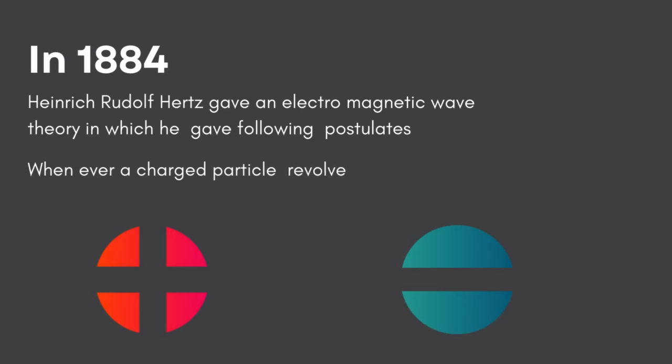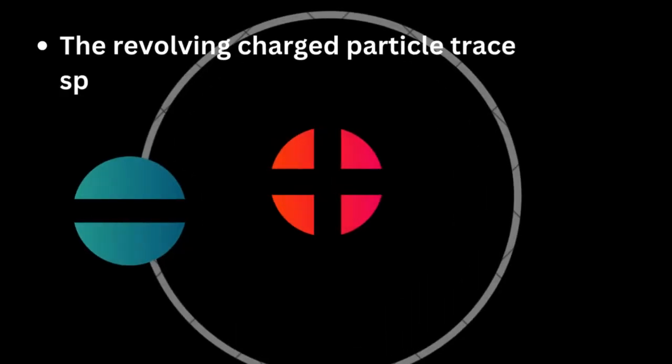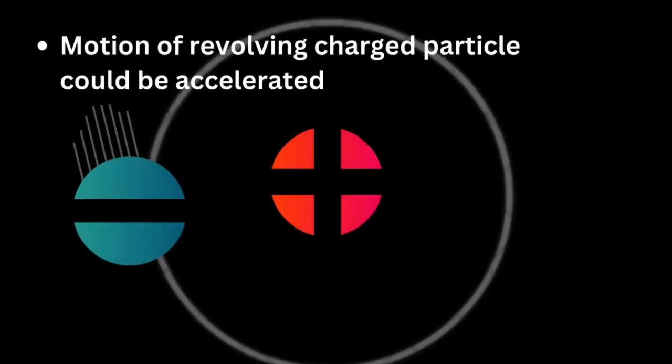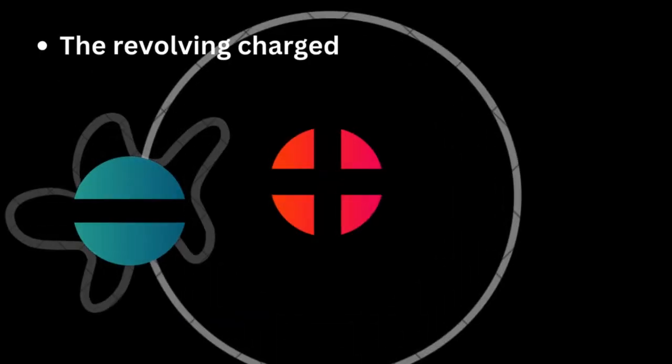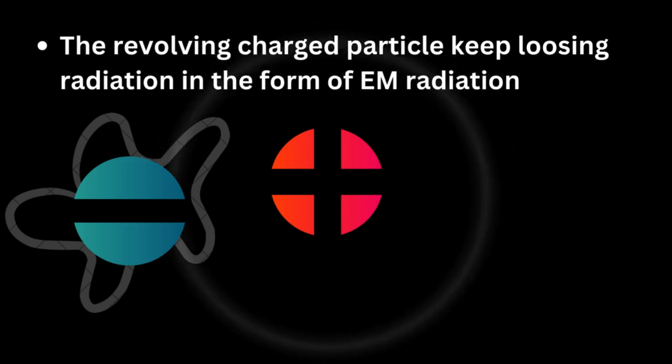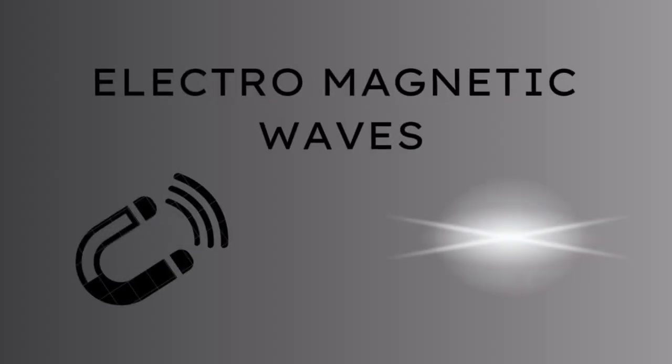Whenever a charged particle revolves around another charged particle, the revolving charged particle traces a spiral path, and the motion of the revolving charged particle is accelerated. The revolving charged particle keeps losing radiation in the form of electromagnetic radiation, electromagnetic waves.